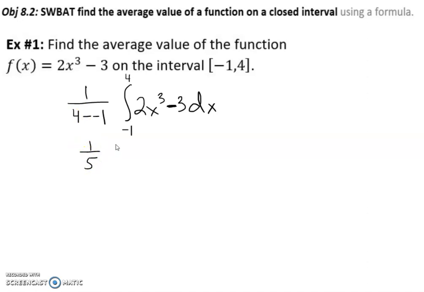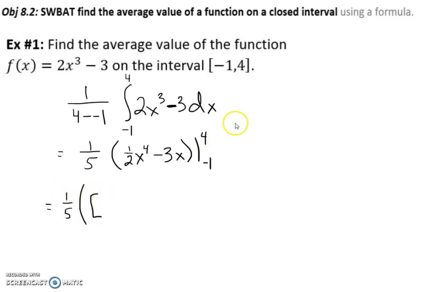So this is 1/5, and then I'm going to put parentheses here, and we've got, let's see, the integral of 2x to the third is 1/2 x to the fourth minus 3x from negative 1 to 4. I personally like to leave the 1/5 out the entire time until the very end. Just makes it a little bit easier, in my opinion.